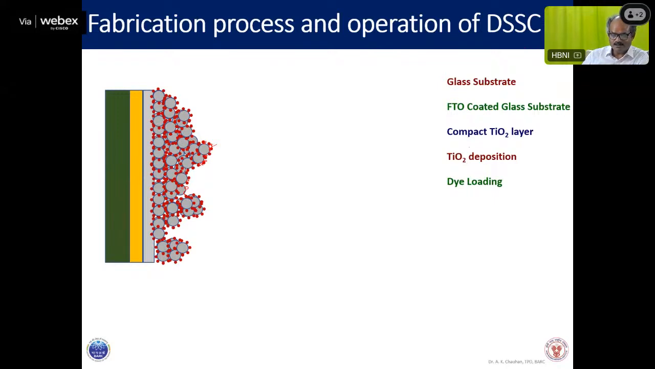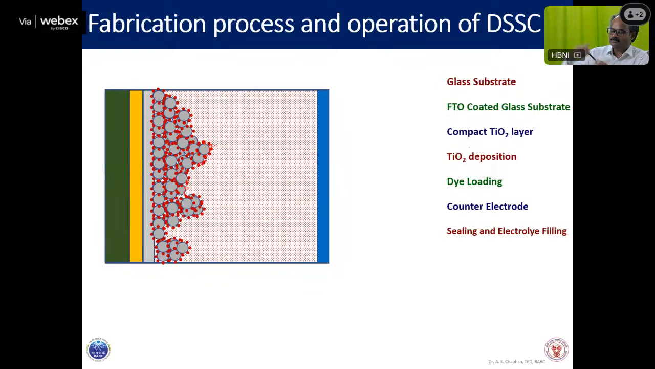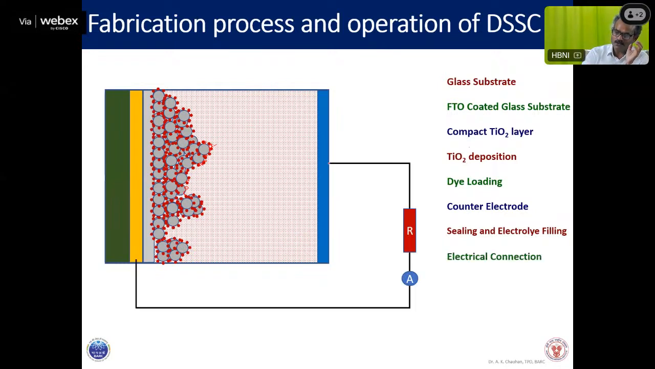Then after this, what happens? We bring a counter electrode, which has a very thin platinum coating, and then you bring them together and seal. The sealing is important because the electrolyte is in liquid form, so there is a high probability that it leaks. So you make a perfect seal, and after sealing you make contacts: one is the counter electrode, another is this. Now let us see how it works.